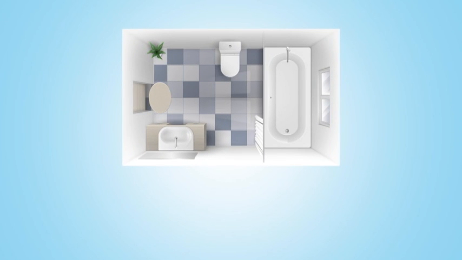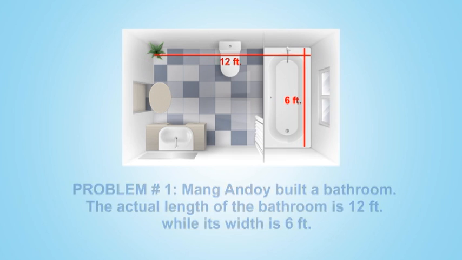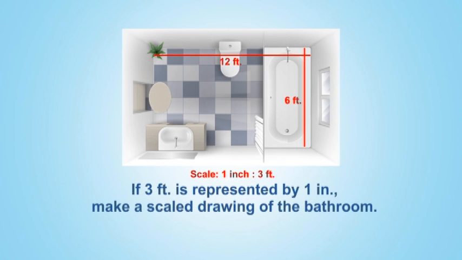To further understand how to draw objects or places using a scale, let's look at another example. Study the step-by-step solutions we have. Problem number 1. Mang Andoy built a bathroom. The actual length of the bathroom is 12 feet, while its width is 6 feet. If 3 feet is represented by 1 inch, make a scale drawing of the bathroom.